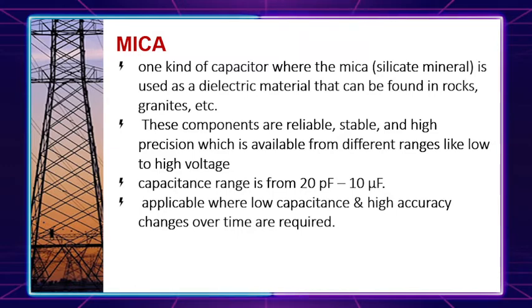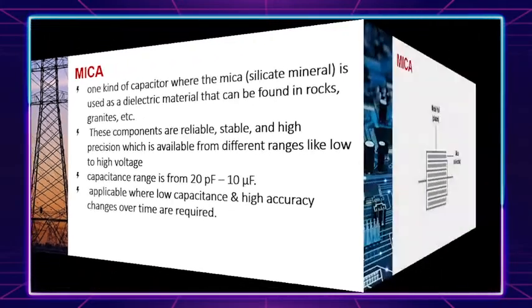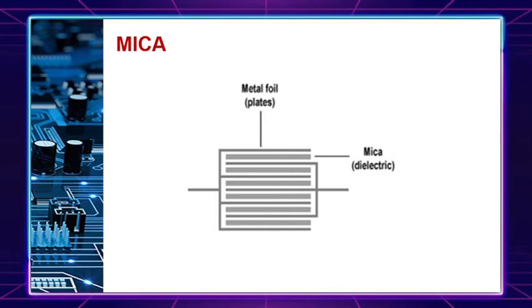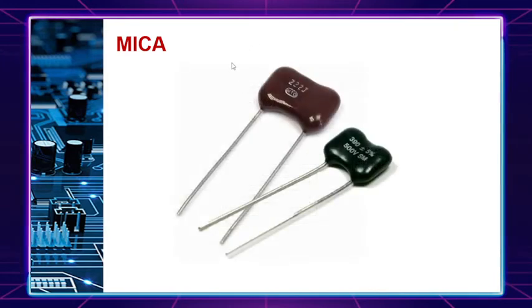These components are reliable, stable, and high precision, and are available in different ranges from low to high voltage. The capacitance range is from 20 picofarad to 10 microfarad. It is applicable where low capacitance and high accuracy over time are required. Mica capacitors are made up of metal foil plates, and the dielectric is the mineral mica. This is the illustration of what's inside a mica capacitor, and this is the actual picture of this component.